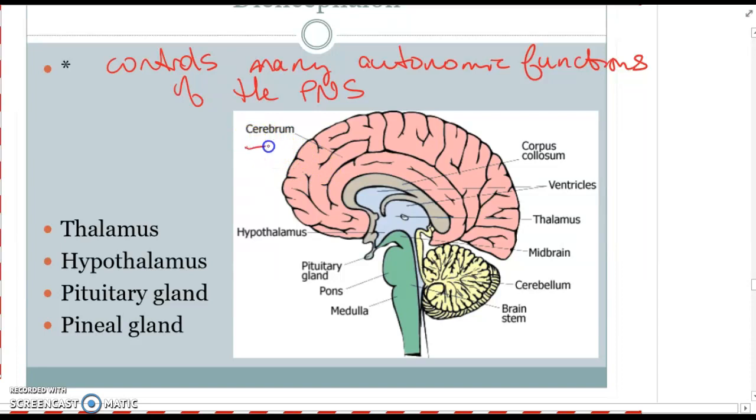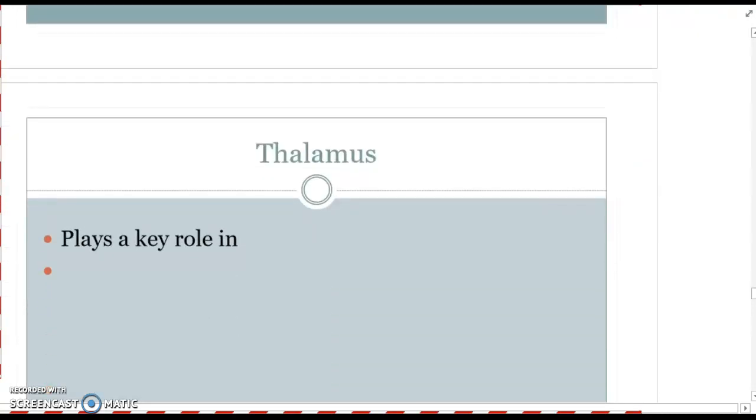So here we go, here is the cerebrum we talked about. That's, by and large, this big, large portion of the brain. The corpus callosum, remember, is what connects the right and left sides. Ventricles, I won't ask you about. Thalamus is here. Pituitary gland is here. Cerebellum we haven't gotten to yet, and the brainstem we haven't gotten to yet, but it's here. So let's go ahead and talk about the thalamus first.